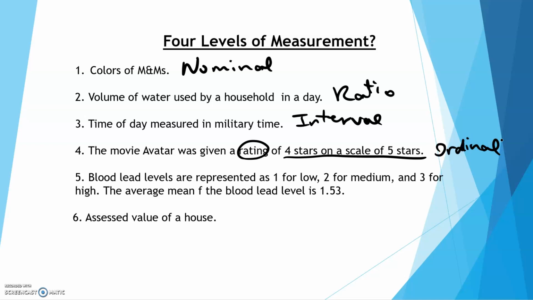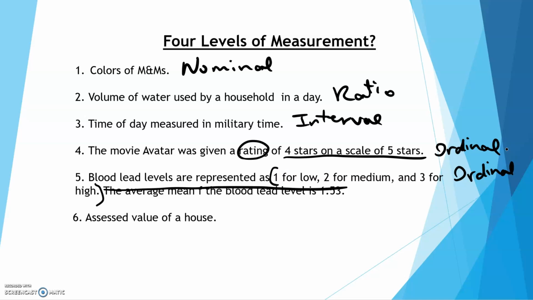Okay, number 5. Blood lead levels are represented as 1 for low, 2 for medium, and 3 for high. The average mean of the blood lead levels is 1.53. Okay, this right here is actually junk right now. We don't need any of that. We just need to look at this right here: 1 for low, 2 for medium, and 3 for high. So since it put it into categories, or not categories, I mean rankings, this has got to be ordinal.